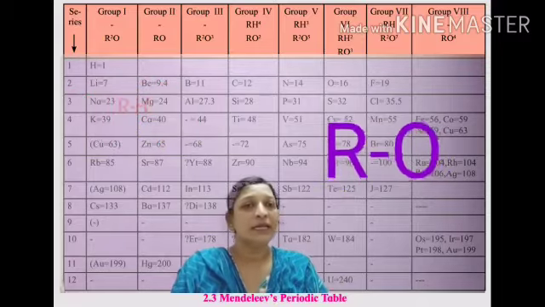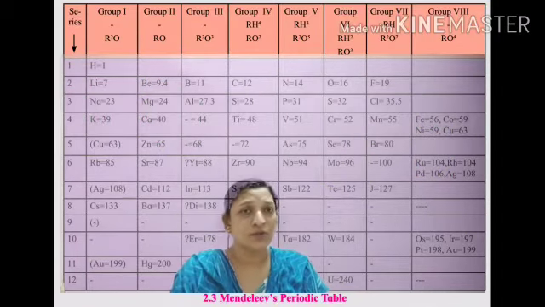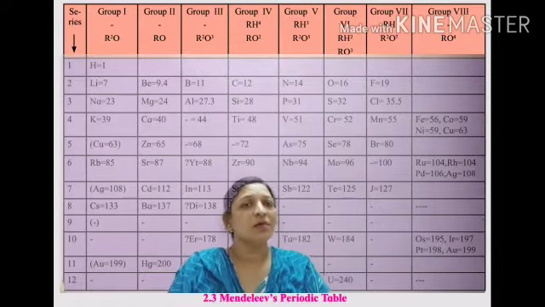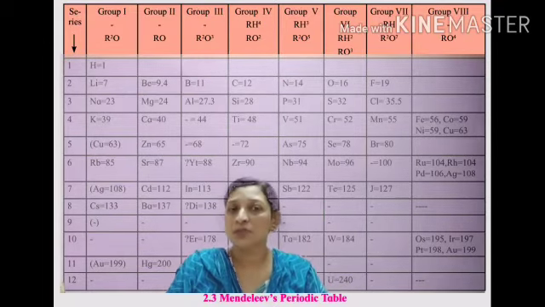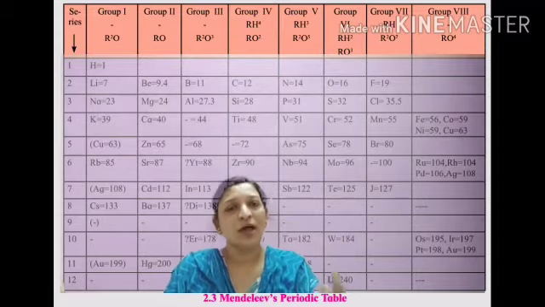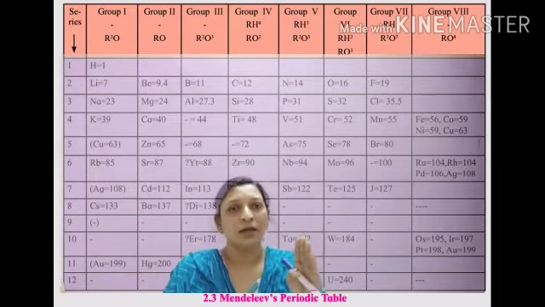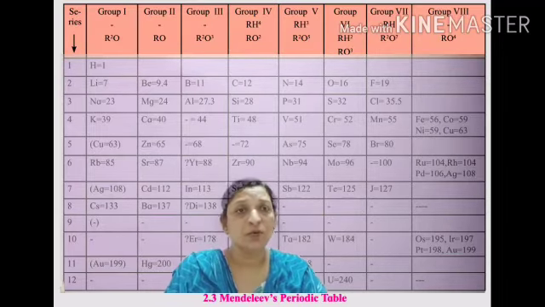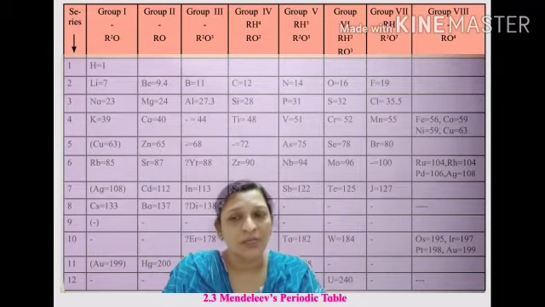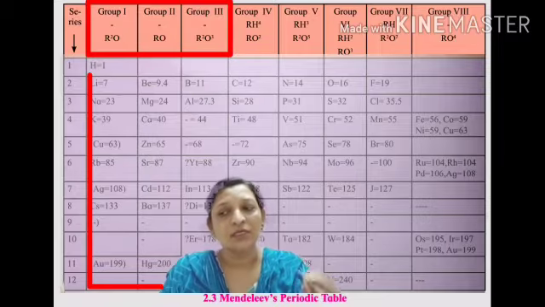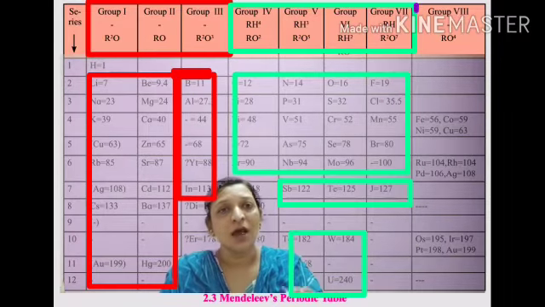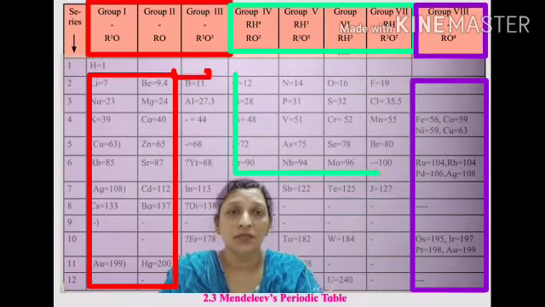Means when elements chemically combine with hydrogen, they form hydrides. And when elements combine with oxygen, they form oxides. So both hydrides and oxides he compared, and noticed a classification scheme. So he found that physical and chemical properties get repeated after a definite interval.